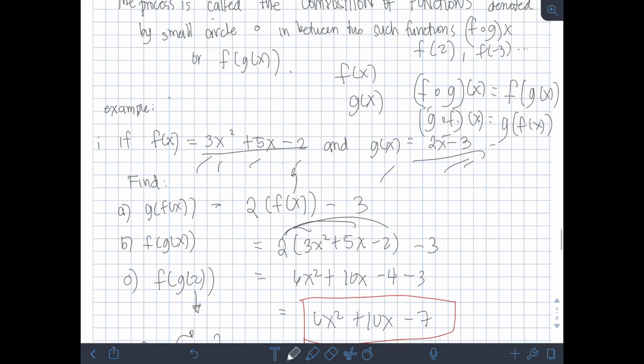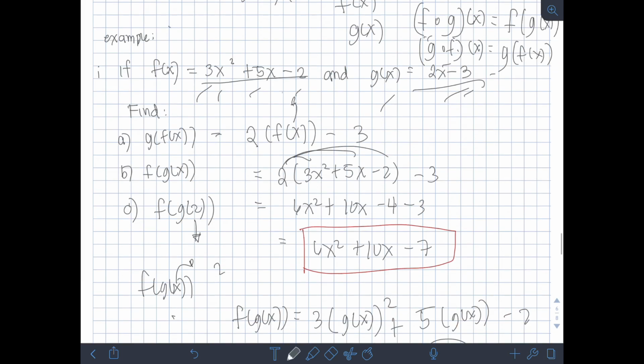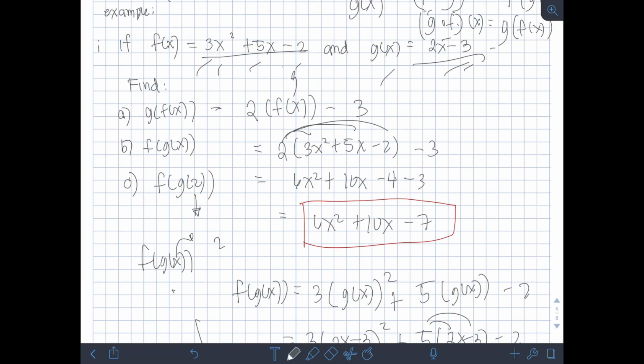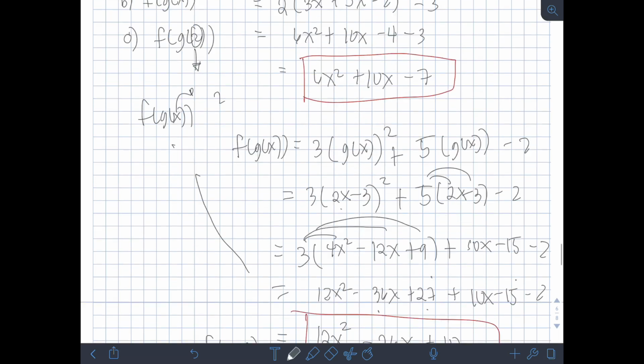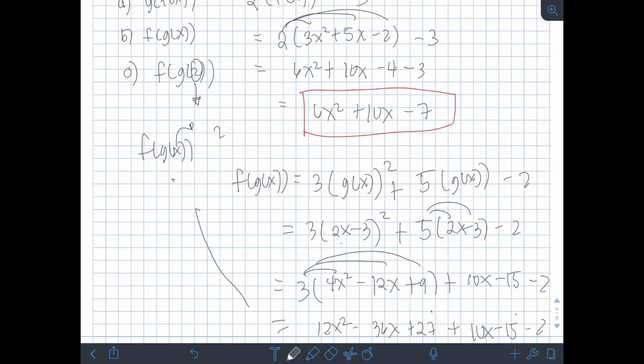Next, we have f of g of 2. So, this time, yung composite function natin, meron ng value ng x, which is yung 2. So, meron tayong 2 ways ng pagsasolve dito. So, yung first way muna, evaluate muna natin tong f of g of x. Tapos, pag nakuha na natin yung f of g of x function, saka natin isa-substitute doon sa bawat x ng nabuong function, yung inside number na 2.